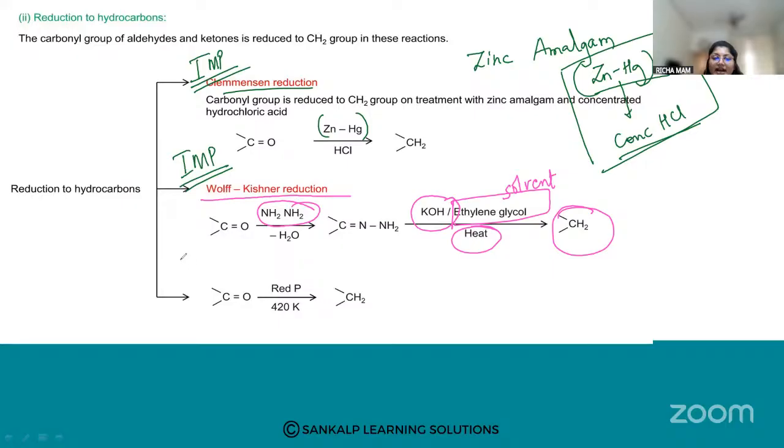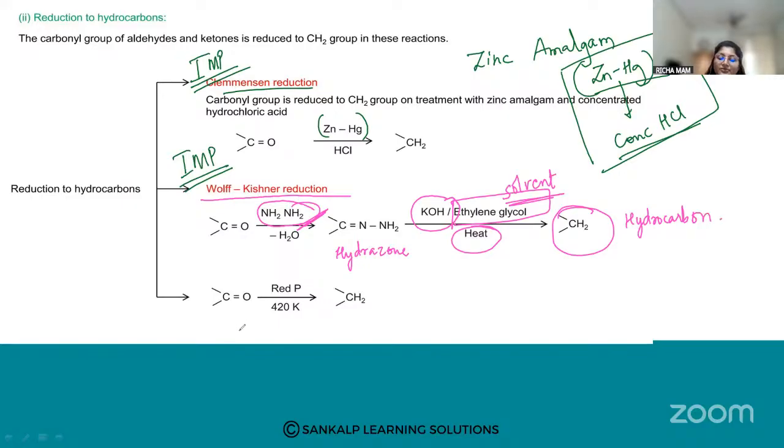We can take either aldehydes or ketones, and we have to treat it with hydrazine. When you treat it with hydrazine, I'm going to get a hydrazone. So the intermediate formed is a hydrazone. This hydrazone I'm going to heat with potassium hydroxide in the presence of ethylene glycol as a solvent, and I'm going to get a hydrocarbon.